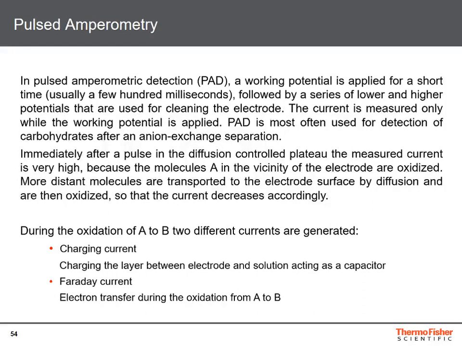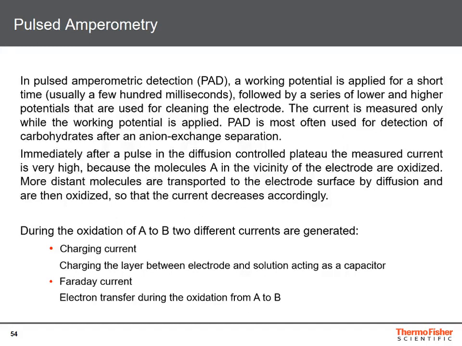Another variant of amperometry is pulse amperometry. The driving force for its development was a search for detection methods for carbohydrates. It was known for a long time that carbohydrates are electroactive. However, if I'm applying DC amperometry, the oxidation products are fouling the electrode.